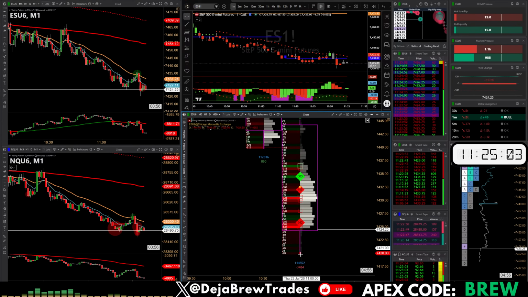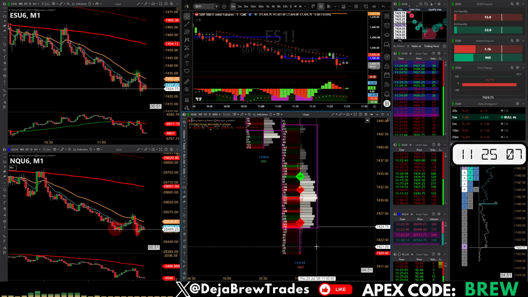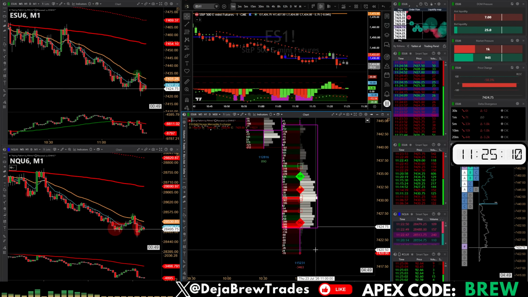This move is a little bit extended, which is why we're bouncing so quickly. It's extended off of kind of the fair value of where it should be.